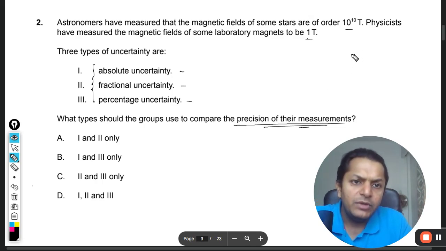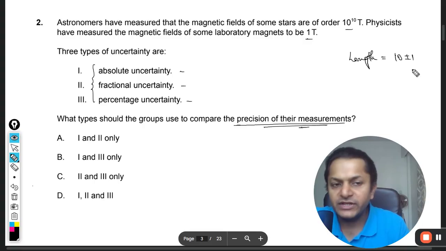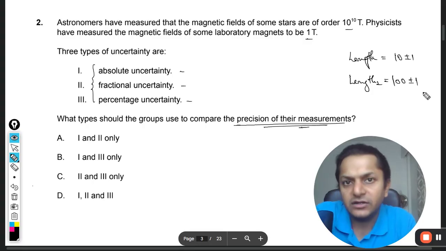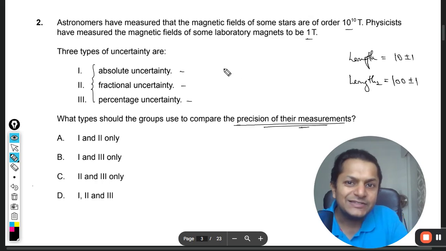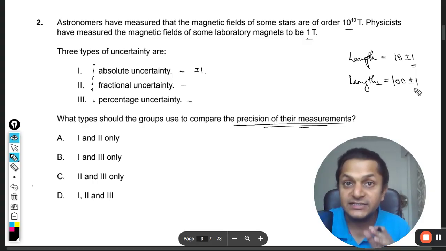Let's say you are measuring a length of a road or something, and it comes out to be 10 meters, and you are creating an error of 1 meter for every 10 meters. And then there is another length, you can call it length 2. That length is very big, a kind of 100 meters, but still the error remains 1 meter. Now, absolute uncertainty is plus minus 1 in both of the cases. This factor is called the absolute uncertainty. So clearly the absolute uncertainty is the same for both of these measurements.